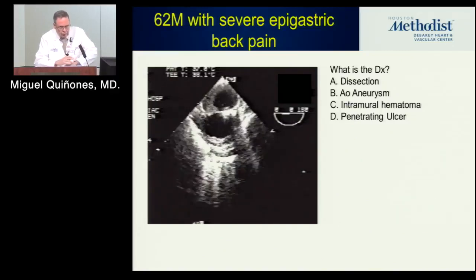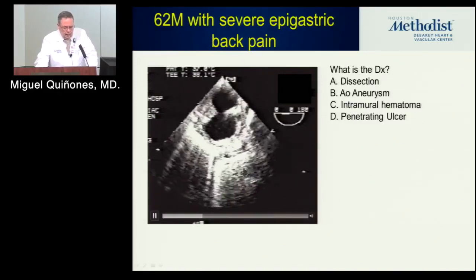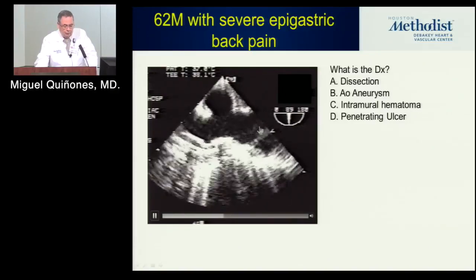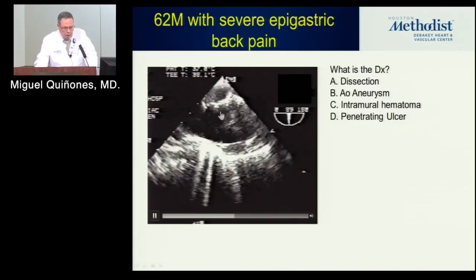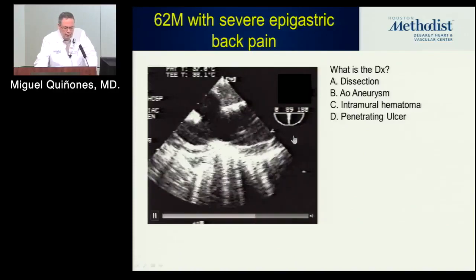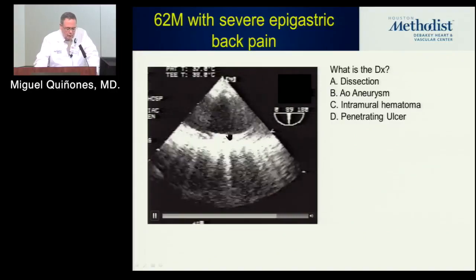This is a different condition. This fellow came in with severe back pain. And you can see an aorta. This is at the epigastric level, below the diaphragm. A lot of calcium. He's an old fellow. Well, actually, not at all, but his blood vessels were very old. A lot of calcium, a lot of atherosclerosis.